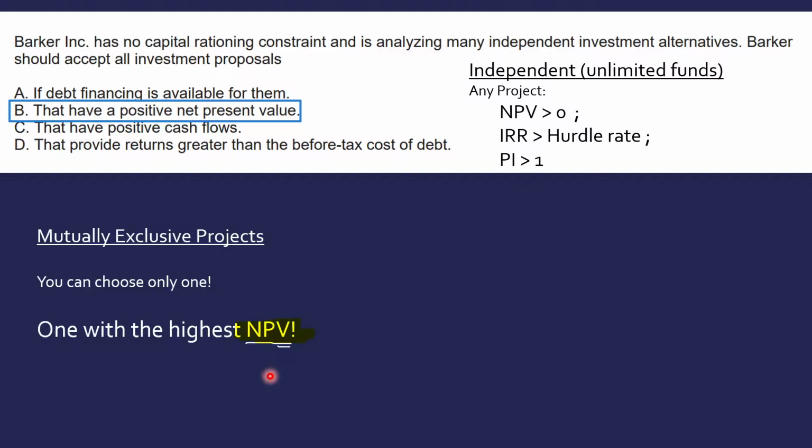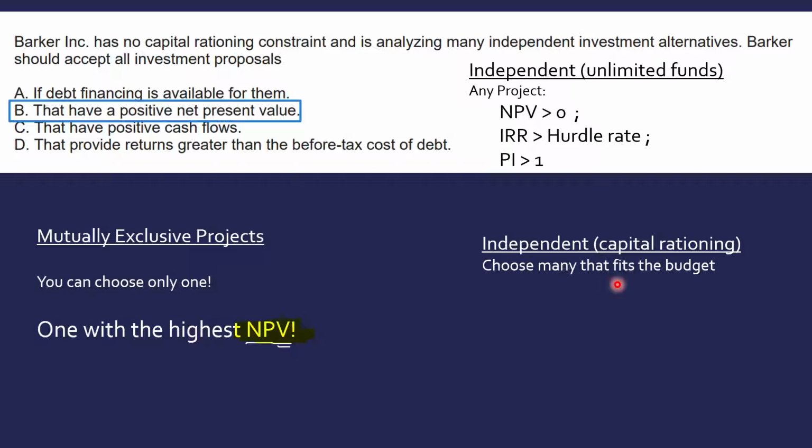Now, what about if the projects are independent, but your budget is limited? Your funds are limited. You need to ration your capital. This is the rule that we are going to follow. We choose as many projects that fits the budget. Kunyari, 1 million lang yung pera natin. So lahat lang ng project na pasok sa 1 million and prioritize according to the profitability index.